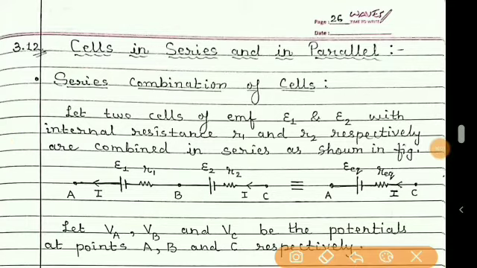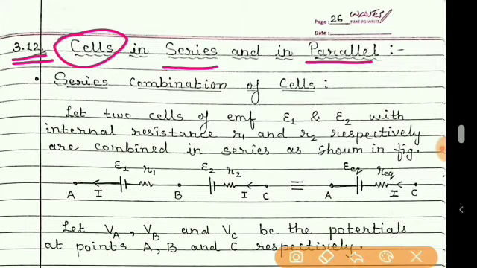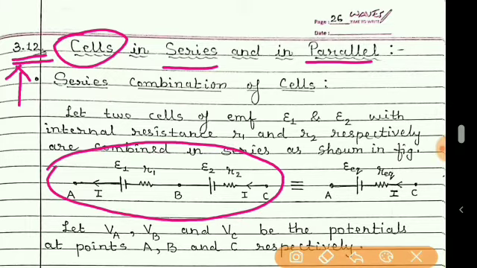Now about topic number 3.12, series and parallel combination of cells. Students, here we have taken this topic after the topic of Kirchhoff's rules. It is because if we know about the Kirchhoff rules, then that can be applied to obtain the result of series or parallel combination of cells.